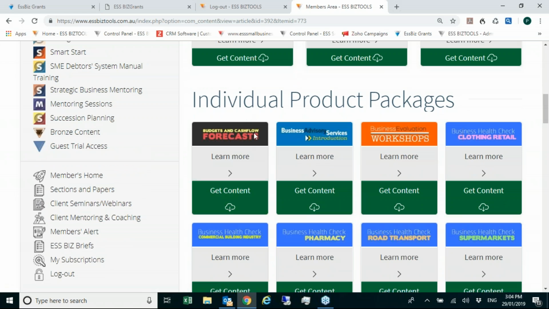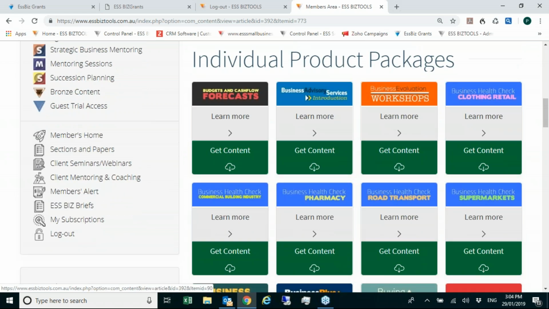You can get access on the right-hand side in these individual product packages, but it's just as easy to get access just by clicking on the left-hand side.